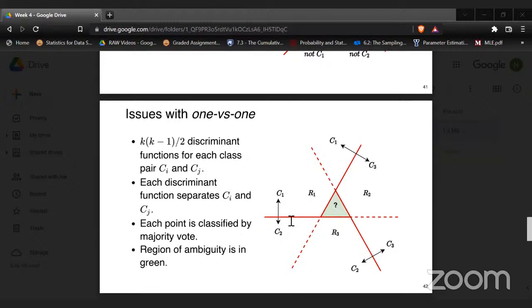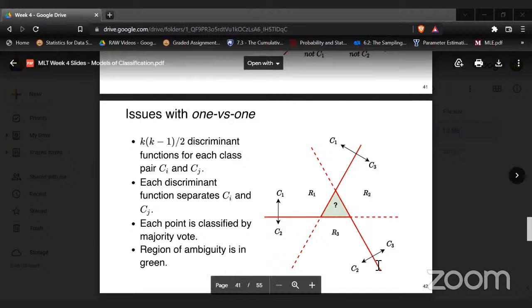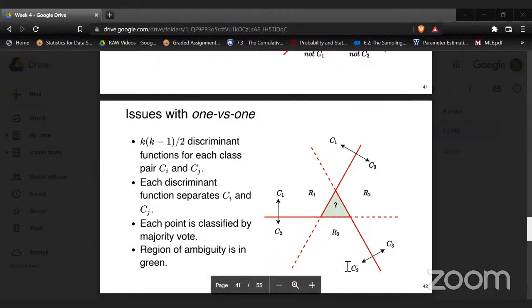This horizontal hyperplane is for C1 versus C2. So this region is C1, this region is C2. This hyperplane is for C2 versus C3. So this is for C2 and C3. Now look at this region. For this hyperplane, this is C2. For this hyperplane, this is C1. And for this hyperplane, this is C3. Right? So this is kind of an ambiguous region here.